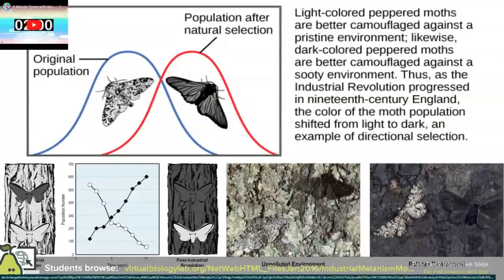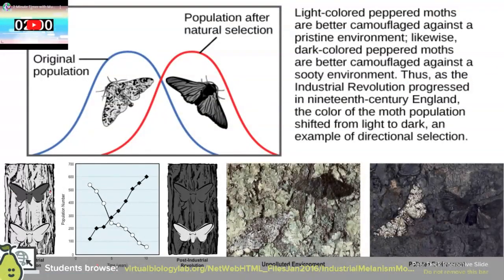One really great example of directional selection is the peppered moth. Now, peppered moths naturally come in these two phenotypes, a very dark color and a light, peppery color. Now, this light peppery color is really, really well camouflaged against this tree bark. You can see here, this actually is a moth. It is not bark, but it's really well camouflaged.